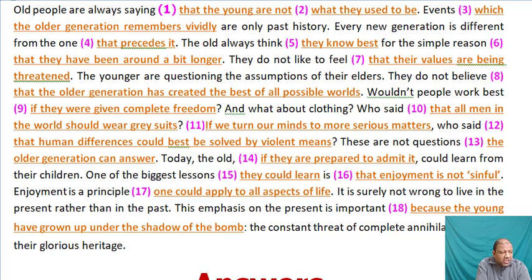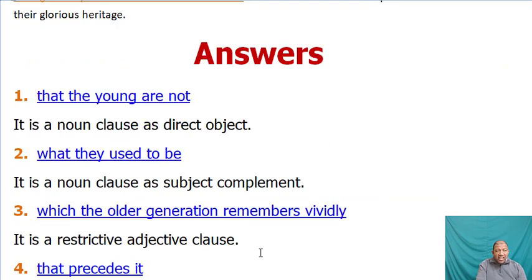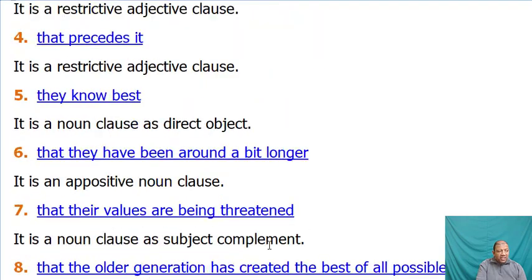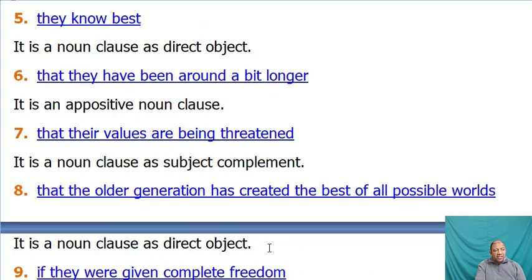18, because the young have grown up under the shadow of the bomb. This is an adverbial clause of cause or reason. So in this passage, you should have 18 clauses. Here are the answers in front of you, and this is how you should answer your questions. Okay?